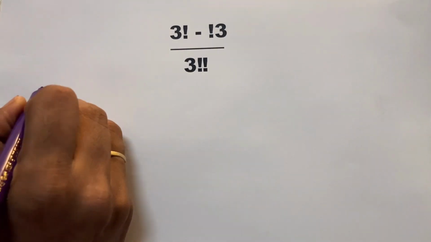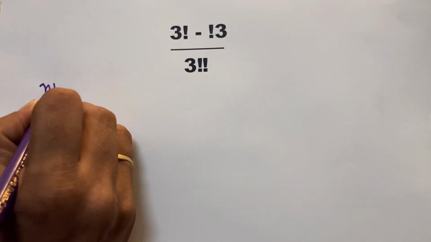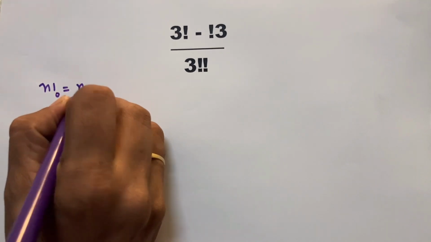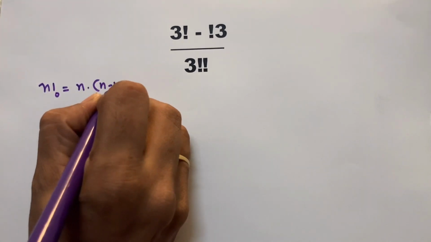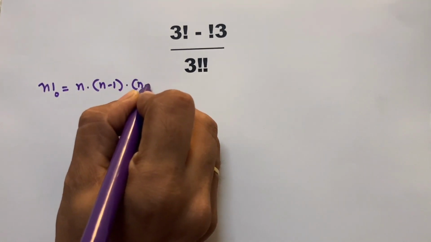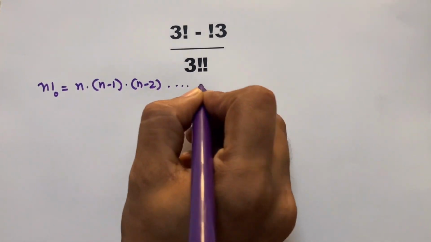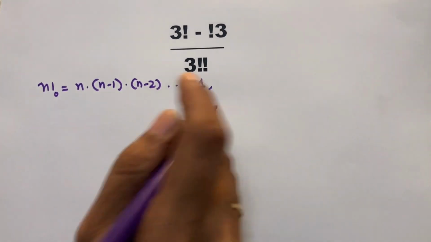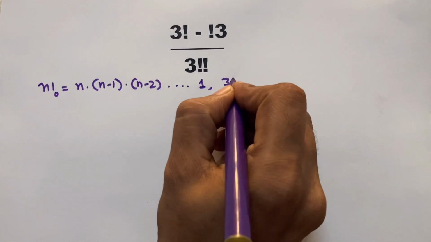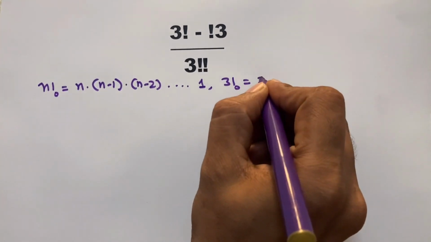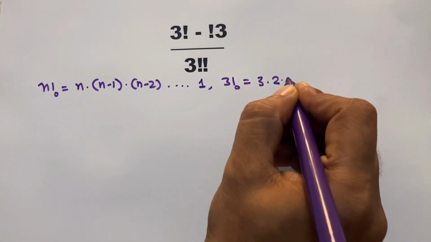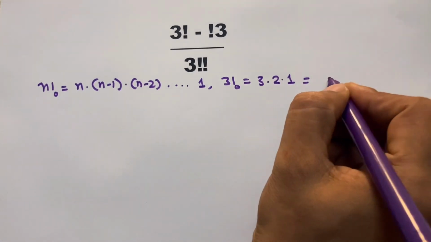As you know, n factorial equals n multiplied by n minus 1 multiplied by n minus 2, and so on, up to 1. Therefore, 3 factorial will be equal to 3 multiplied by 2 multiplied by 1, which equals 6.